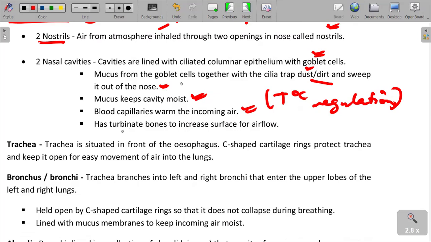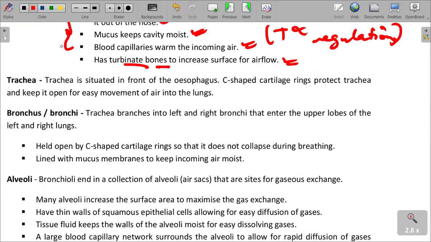And then it has the turbinate bones to increase the surface for airflow. The airflow is increased because of the turbinate bones found there. So we are talking about the structural suitability of the gaseous exchange system. From the nasal cavities, these are the characteristics that make the nasal cavities functionally well suited for gaseous exchange. And then the trachea is situated in front of the esophagus.